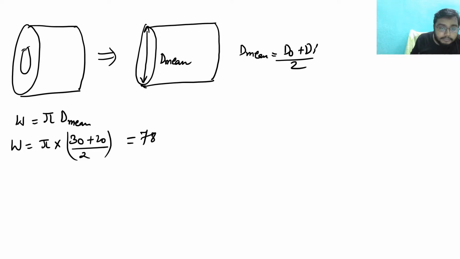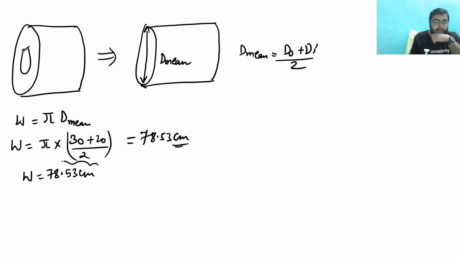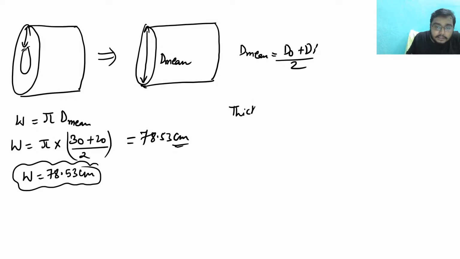Clear? So 78.53 centimeter. This is the width that you are getting. Now from here, you know what the thickness would be. See, this is my thickness, right? Now see how you can calculate the thickness t. Thickness is equal to d outer minus d inner by 2.